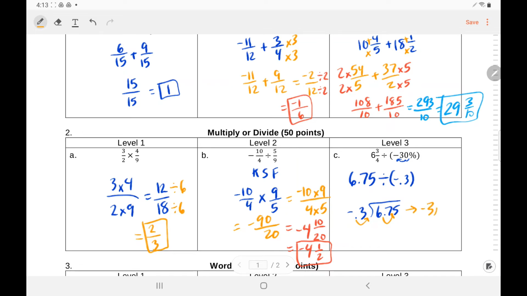So negative 3 and 67.5. So 3 goes into 6 twice, and then we bring down the 7. 3 goes into 7 twice, and then we bring down the 5, and we carry up the decimal. 3 goes into 15 5 times. So our answer is going to be negative 22.5, because the signs are different. Positive 6.75 and negative 0.3. So negative 22.5 is our final solution.